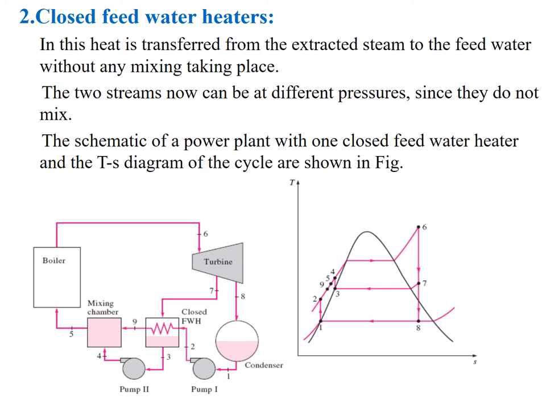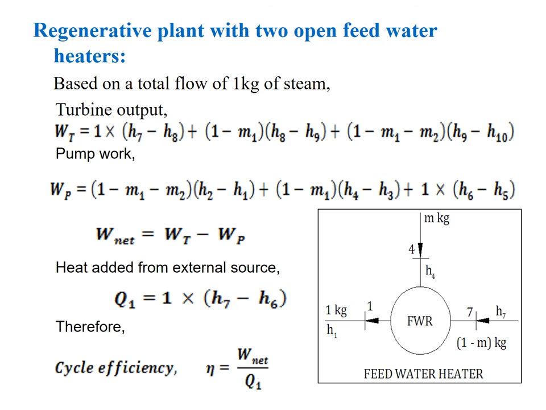Again, through the pump, it directly enters the mixing chamber. So here it is also mixing liquid, and what comes out is also liquid. From this mixing chamber it goes to the boiler and is supplied back to the turbine. This is how we increase the thermal efficiency in the closed feed heater. These two, the closed and open feed heater, are very, very important for the VTU examination. So this is a regenerative cycle with two feed heaters.